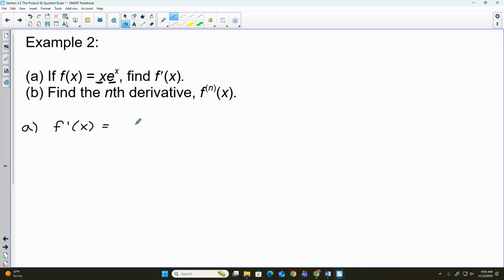we do one at a time. So the derivative of x is, what's the derivative of x? Just 1 times e to the x plus the first one was x times what's the derivative of e to the x? That's just easy. It's still e to the x. So I just get e to the x plus x e to the x.